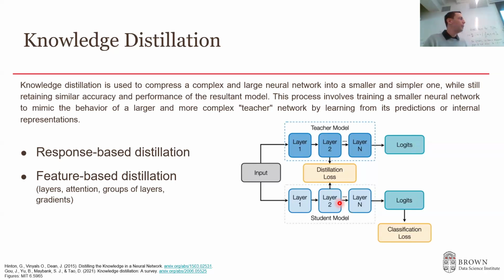Now, when we say components, it doesn't have to be layers necessarily. It could also be attention matrices. It could be a group of layers, and so on. So the idea here is to give signals during the inference, not only at the end. By the way, I didn't say at the beginning, we freeze the teacher model. We only train the student model.